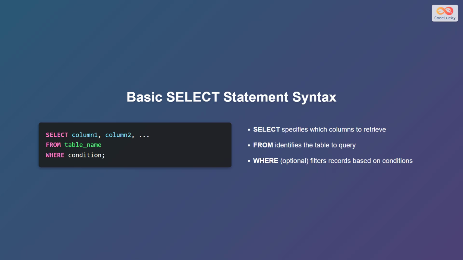For example, the SELECT statement specifies which columns from a table that you want to retrieve. The FROM statement identifies which table in the database you are querying from. And finally, the WHERE statement, which is optional, filters the records based on the conditions that you specify.